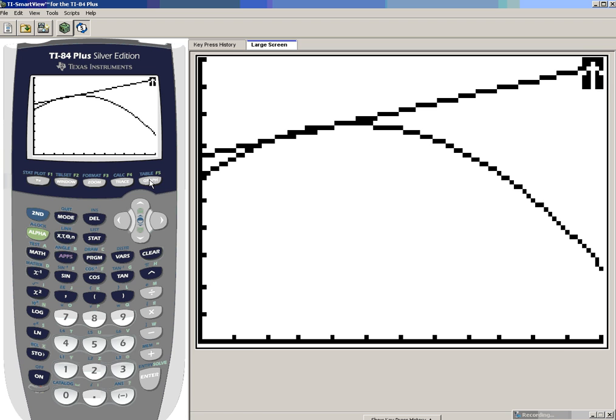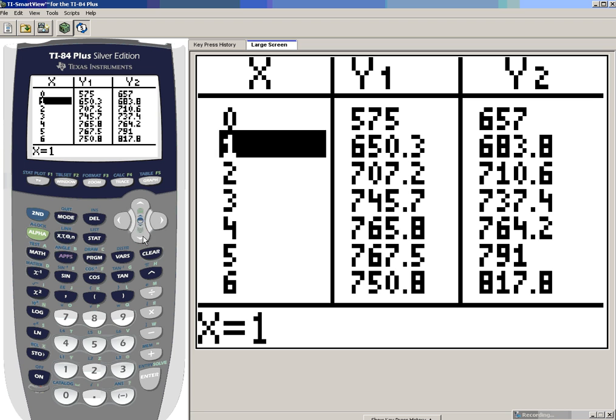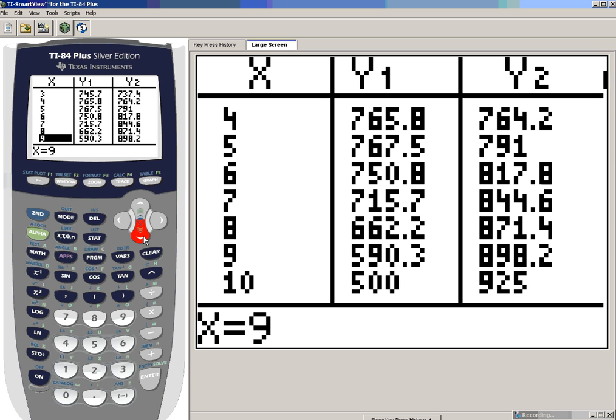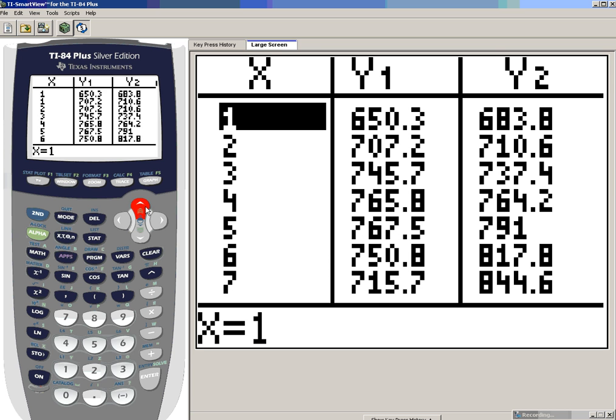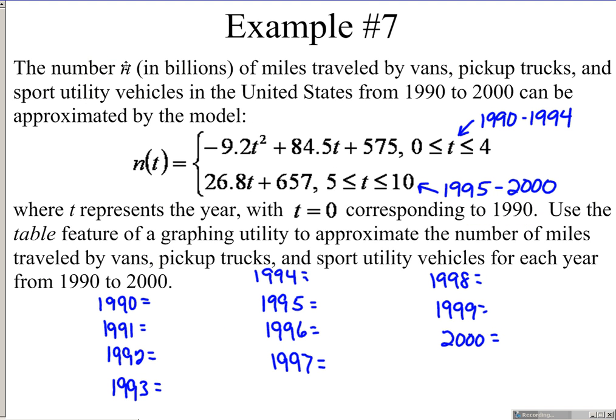Now if we go back to our table, you can see this, and again through 1994 we're going to be using y1. Once we get to 95, we're going to start using y2. You can arrow down to get those other values through the year 2000. Okay, I'm going to go back up to the beginning here. 1990, 575, and notice the units that we were talking about here were number of miles in billions. So this represents 575 billion. Let's go ahead and record each one of these. So in 1990, 575 billion.